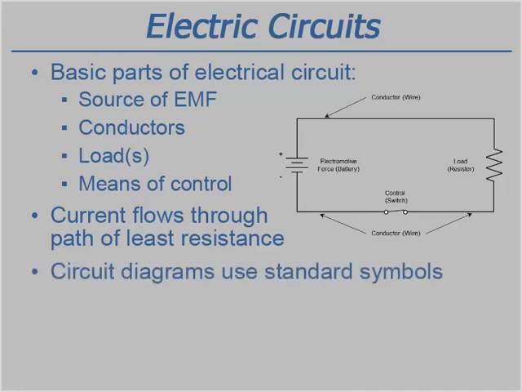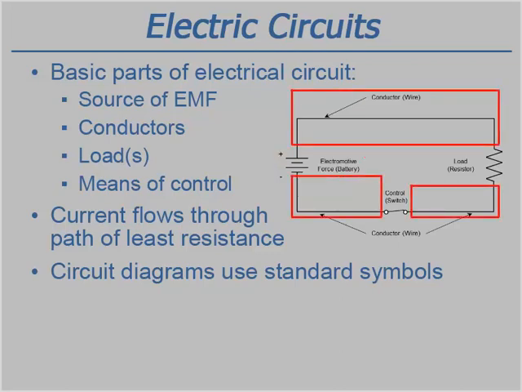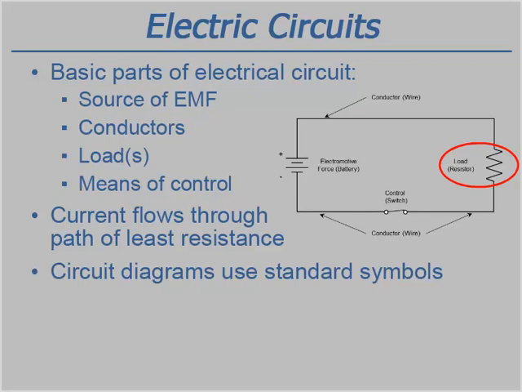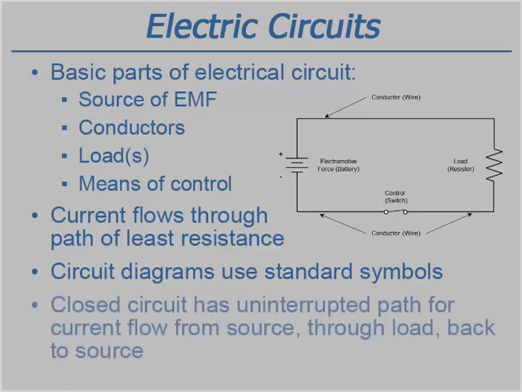Electrical circuit diagrams use standard symbols to represent the wires, batteries, switches, and other parts, as shown in the diagram. In the diagram, the source of EMF is a battery. The conductors are wires which connect the various component parts. The resistor is the load, and a switch is used as the circuit control device. With the switch closed, as shown, this electrical circuit is an example of a closed circuit. A closed circuit has an uninterrupted or unbroken path for current to flow from the source, or EMF, through the load and back to the source.